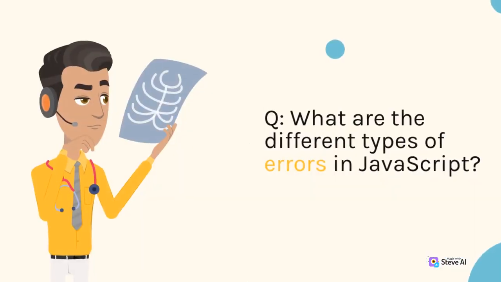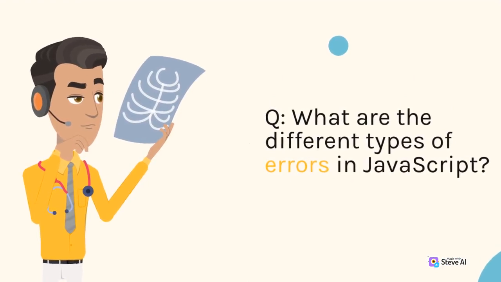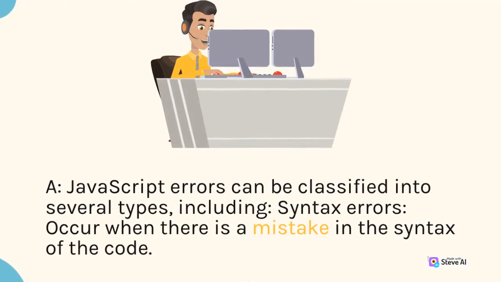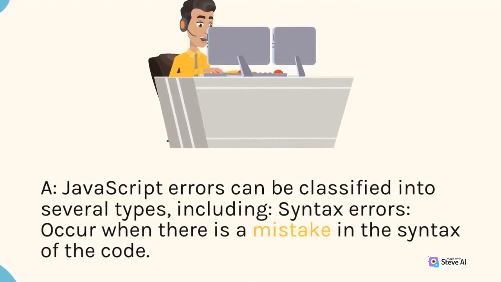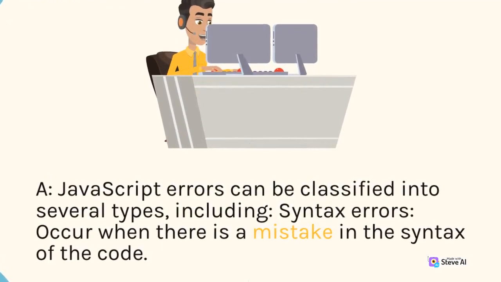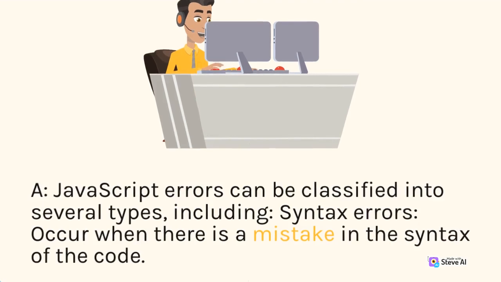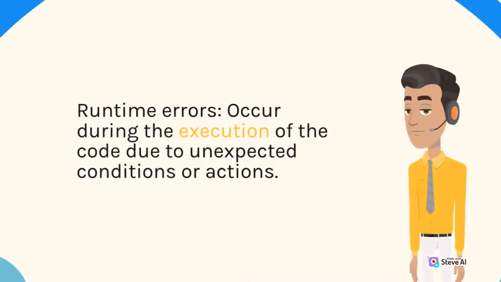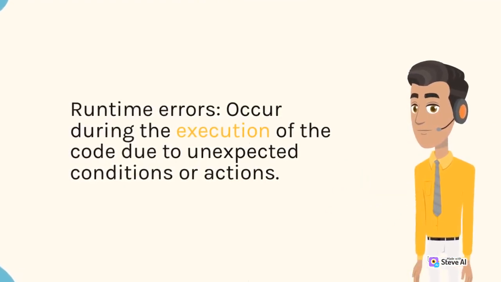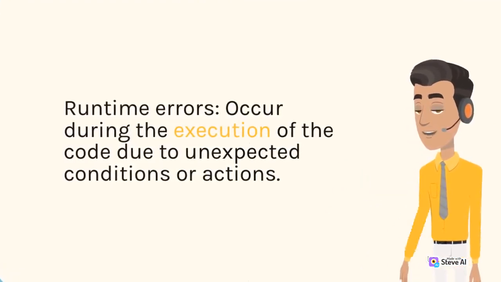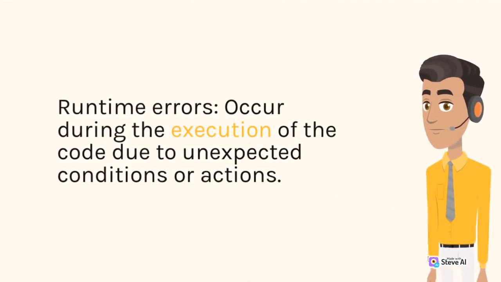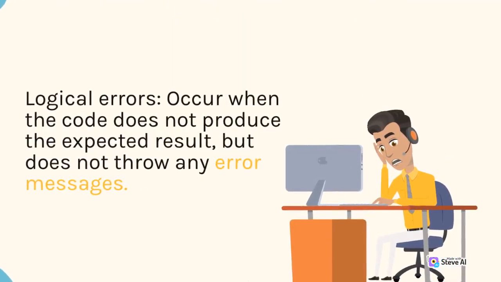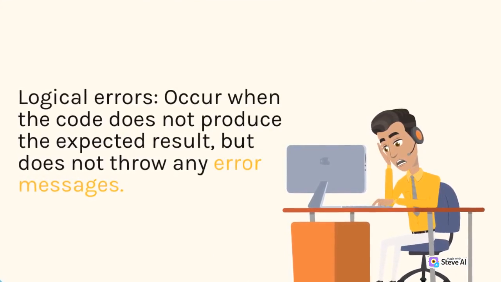Q. What are the different types of errors in JavaScript? A. JavaScript errors can be classified into several types, including syntax errors, which occur when there is a mistake in the syntax of the code. Runtime errors occur during the execution of the code due to unexpected conditions or actions. Logical errors occur when the code does not produce the expected result, but does not throw any error messages.